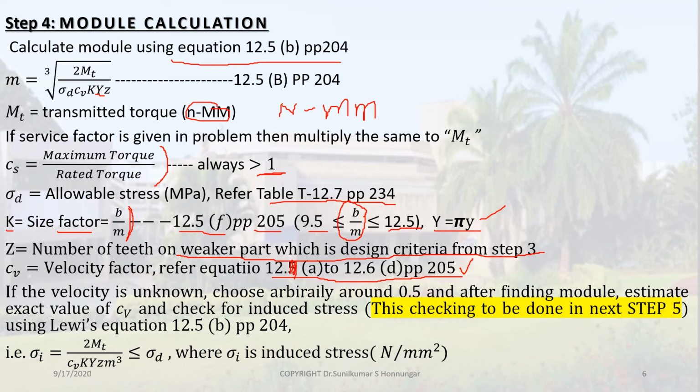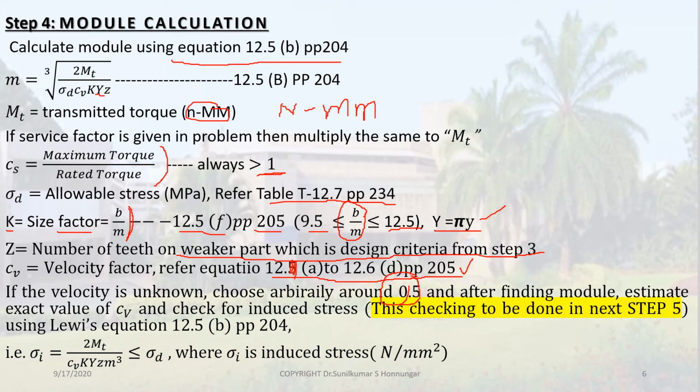If velocity is unknown, which is so in some cases where you will not know the velocity, under that condition you choose CV somewhere around 0.5. Again this is a thumb rule. If nothing is given, you take around 0.5, because you will come to know that the CV value will vary somewhere around 0.5 to 0.8, 0.9, something like that. Under that context, I am telling you can take 0.5.